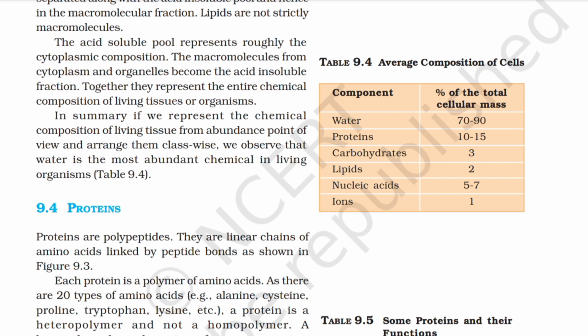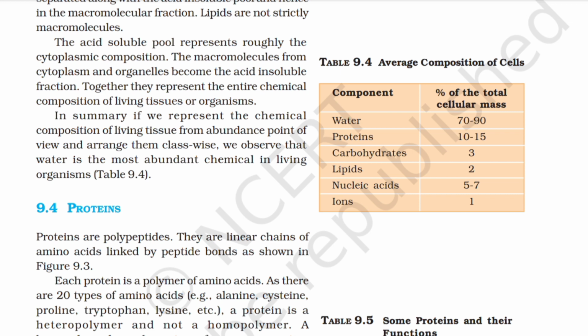Table 9.4. Average composition of cells. Component, percentage of total cellular mass. Water 70 to 90%, proteins 10 to 15%, carbohydrates 3%, lipids 2%, nucleic acids 5 to 7%, ions 1%.